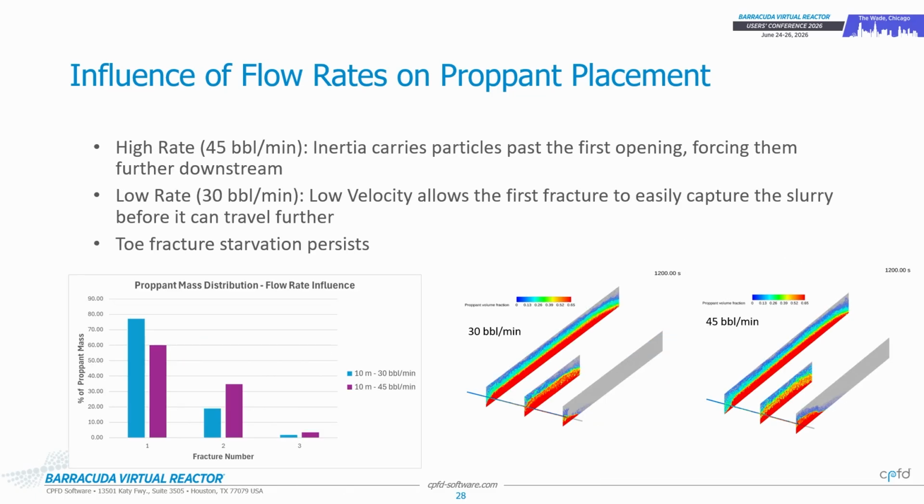Similarly, I can try quantifying this. Again, the blue is for 30 barrels per minute. The magenta down here is for the 45 case. You see for the 45 case that I get more propant mass going into my second fracture here. Again, third fracture, it still doesn't get enough propant down there, but there are other ways that you can solve that problem.